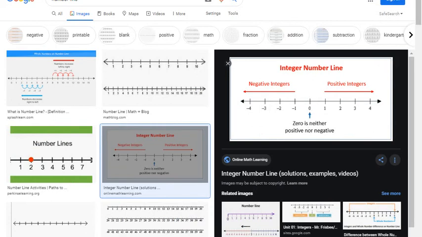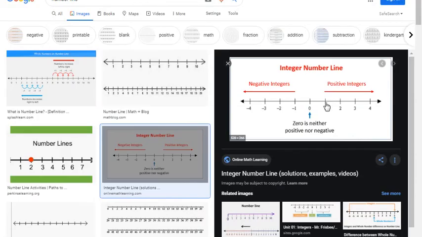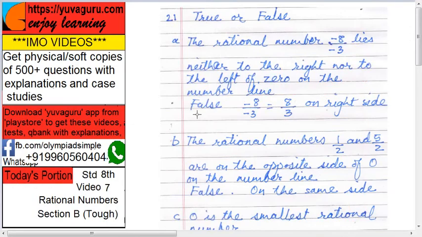Let's check. This minus minus gets cancelled. So it becomes 8 upon 3. Now it is a positive number. On a number line, all positive numbers are to the right of the 0 and negative numbers are to the left of 0. So that's why the number 8 by 3 will lie to the right side of 0. So it is false.